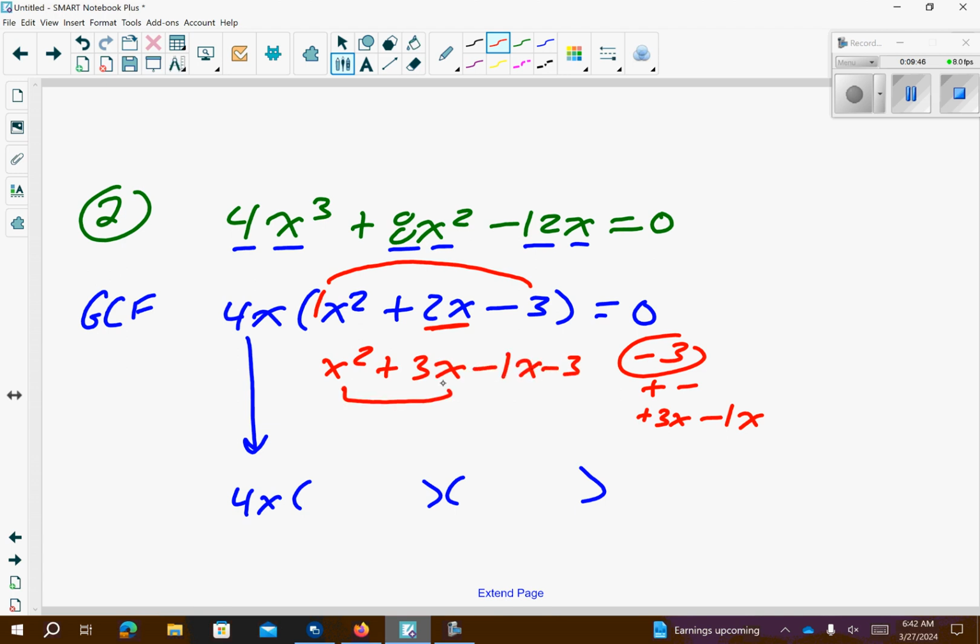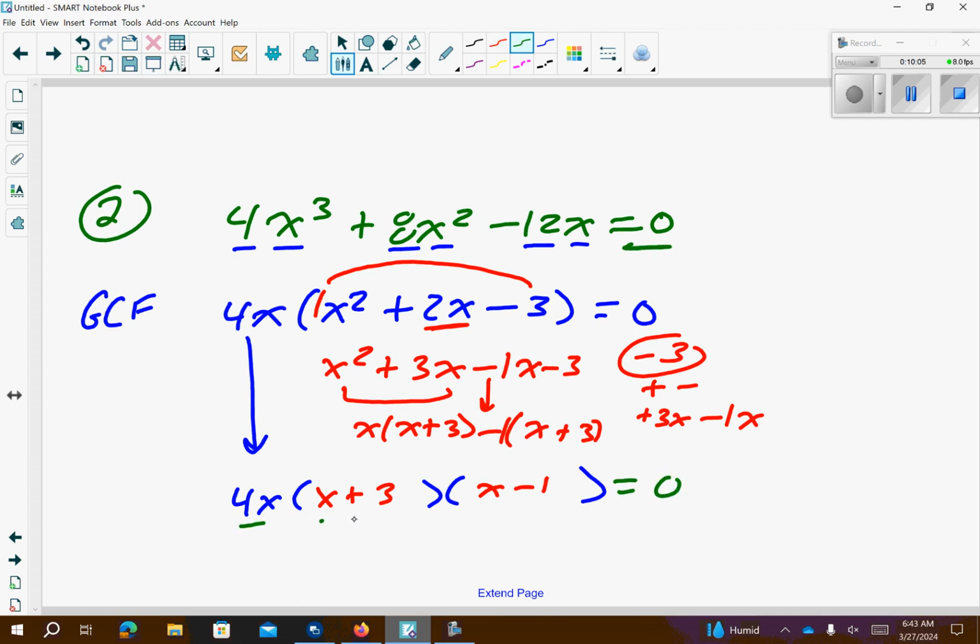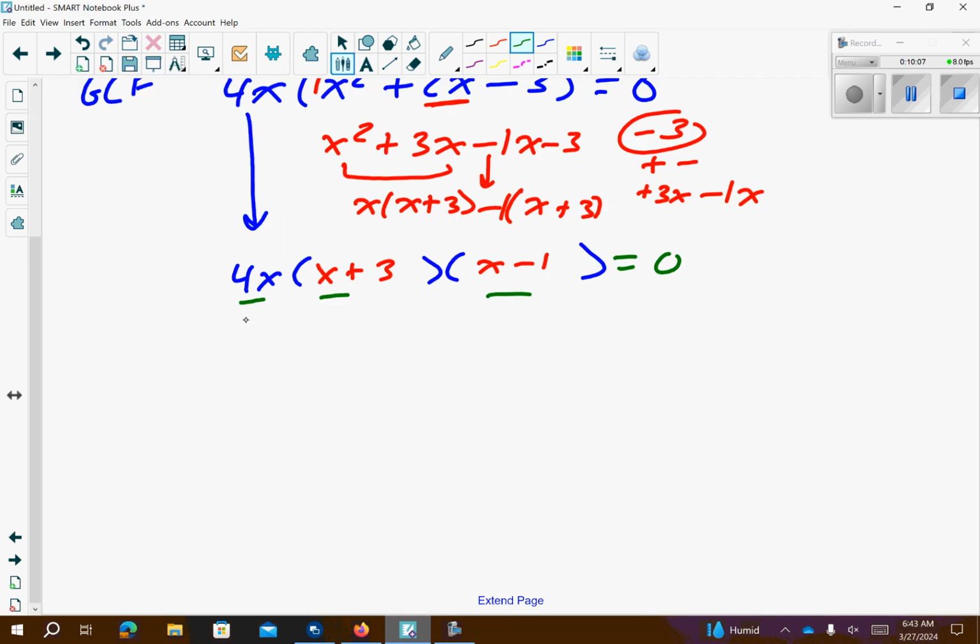I'm going to factor an x out of both. Bring down that negative. Factor a negative 1 out of both. Let's change both those signs. So I'm going to get x plus 3 and x minus 1. Now we're going to do that very last thing. We said it was equal to 0 originally up here. So I'm going to take my 3 parts and set them equal to 0.